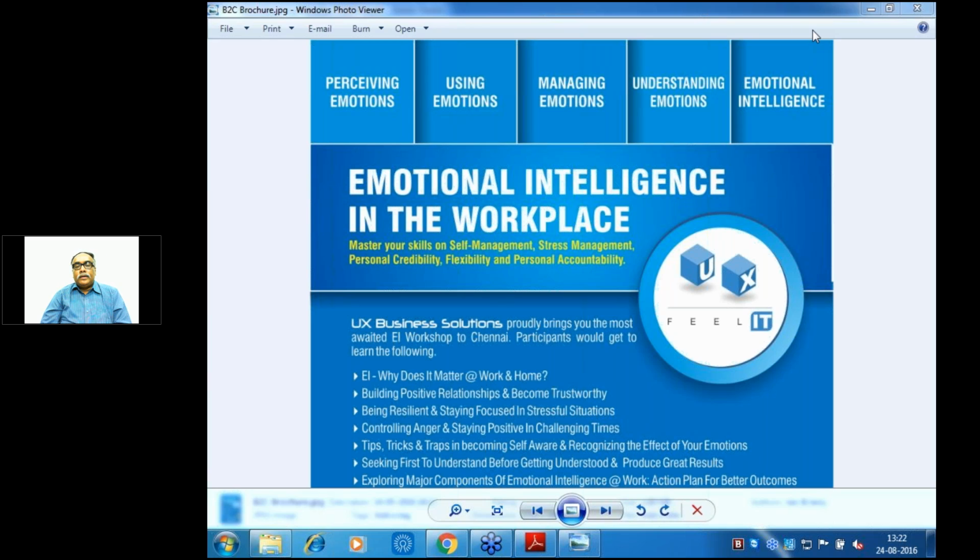Now the third part too is we had a lot of stress. In the brochure, if you see that, you would have seen why does it matter at work, at home, the first topic. Building positive relationships is what I just talked about. Because if I'm not building rapport, if I'm not a trustworthy person, you're not going to work with me, you're not going to be happy with me.